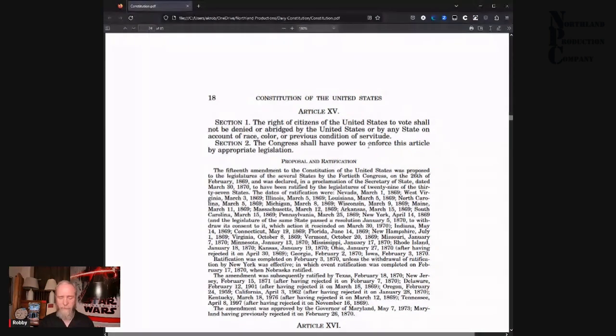So there we go. That is Article 15, or Amendment 15 of the Constitution of the United States.